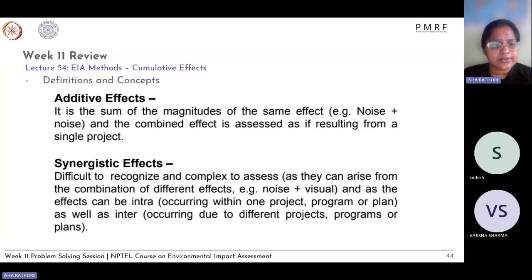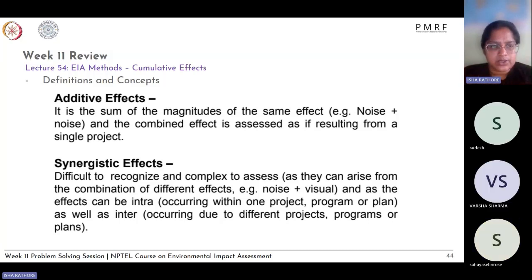Then we looked at additive effects. This is the sum of magnitude of the same effect. For example, noise and noise. If you have two sources of noise, then those can be combined together, so their magnitudes are added. That is, if there was a 20 decibel noise and a 10 decibel noise, you have a total 30 decibel noise, which the listener is now hearing at that point. And the combined effect is assessed as if resulting from a single project. So it was from two sources, but we show it as one source. That is clubbing. So these are additive effects, if they can be added together.